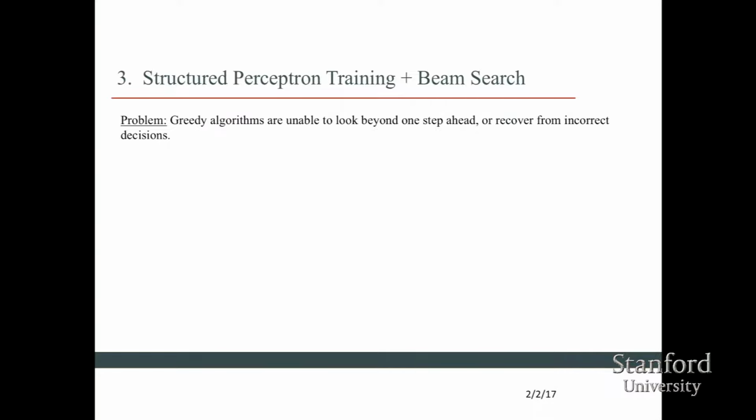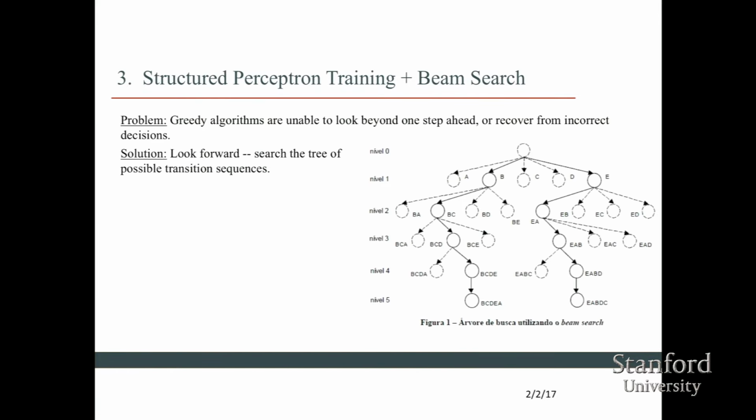They make short-term decisions, and as a result, they can't really recover from one incorrect decision. So what they said is, let's allow the network then to look ahead. And so we're going to have a tree which we can search over. And this tree is a tree of all the possible partial transition sequences. So each edge is a possible transition from the state that you're at.